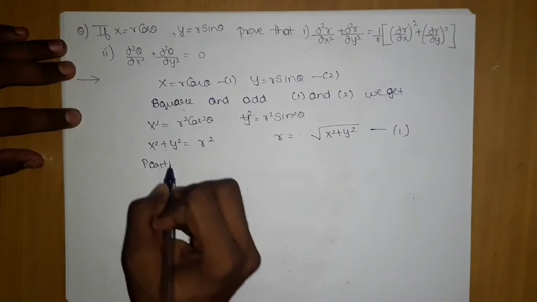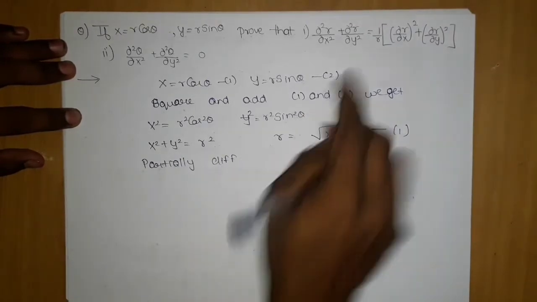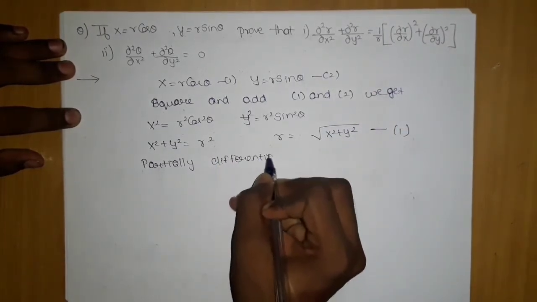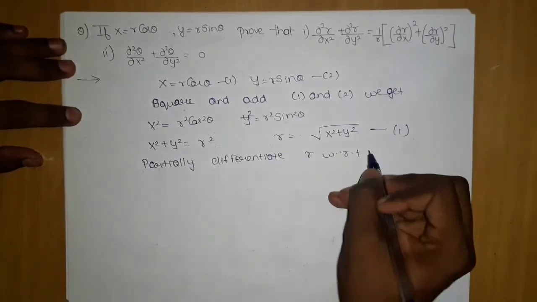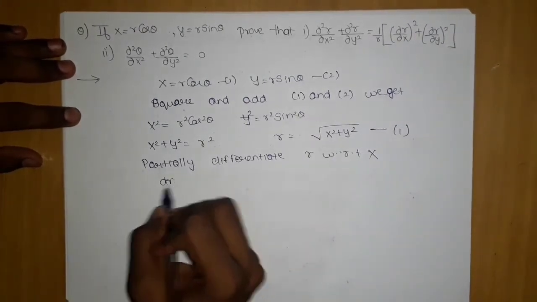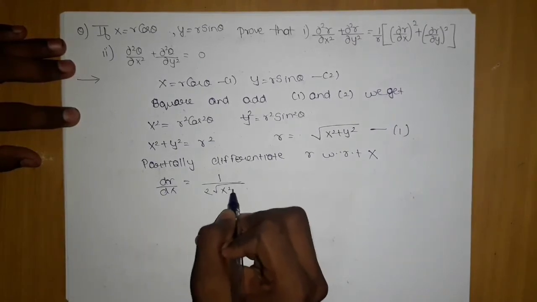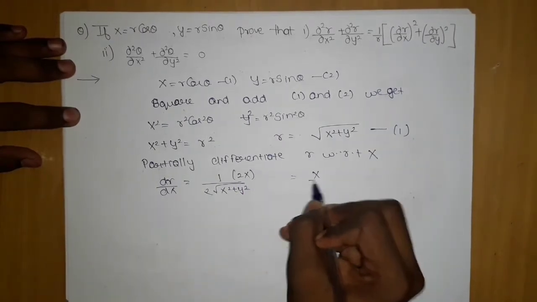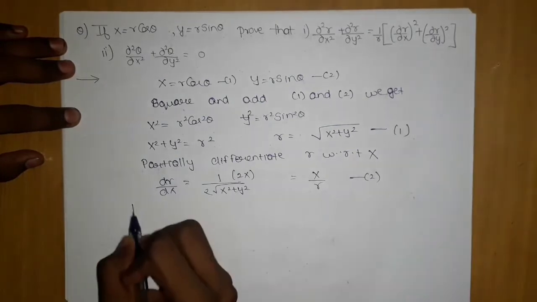Partially differentiate. We need dou r by dou x. Differentiate r with respect to x. What we are going to get: dou r by dou x equals 2x over 2 under root x square plus y square, which will be nothing but x by r. Call this 2.